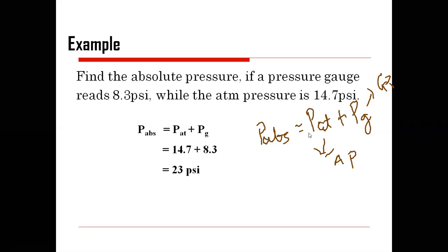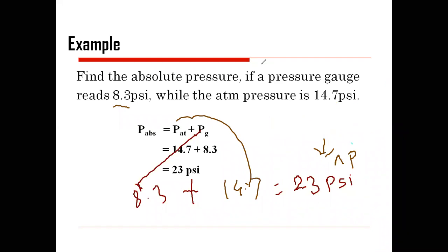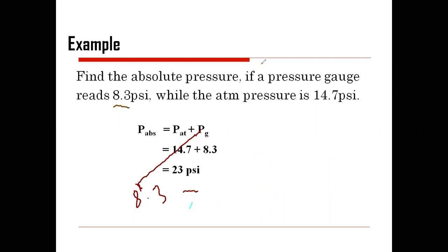So over here, if the pressure gauge reads 8.3 psi and atmospheric pressure reads 14.7 psi, you are supposed to place those values. 14.7 is your atmospheric value, and 8.3 is your gauge pressure value. If you add these, you are going to get the absolute pressure, and that is nothing but 23 psi. So this is one example. You can consider different examples from your notebook, or try to solve different examples from various books, or you can even design your own examples.